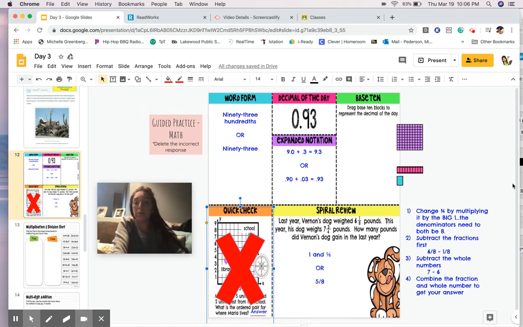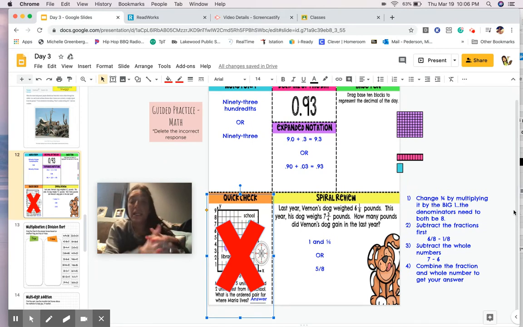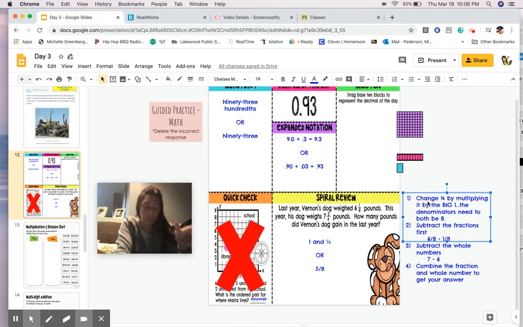Now we're in the spiral review. I even wrote down what you guys need to do for your spiral review. Last year, Vernon's dog weighed 6 1/8 pounds. This year, his dog weighs 7 3/4 pounds. How many pounds did Vernon's dog gain in the last year? First, in your notebook, you're going to change 3/4 by multiplying it by the big 1. The denominators need to both be 8.